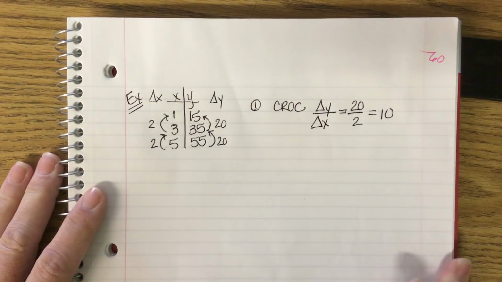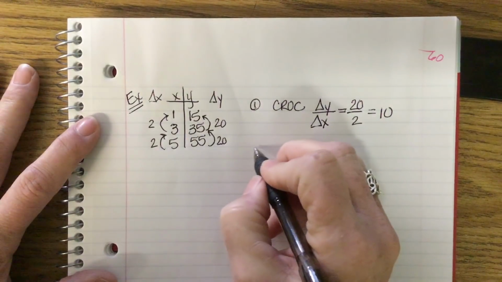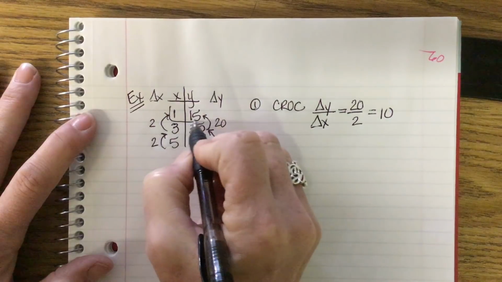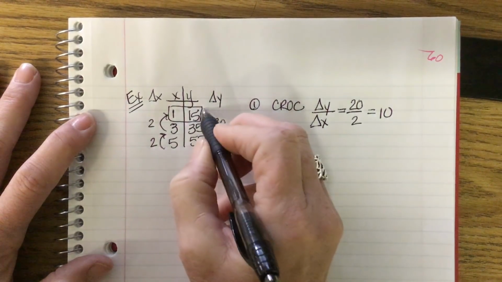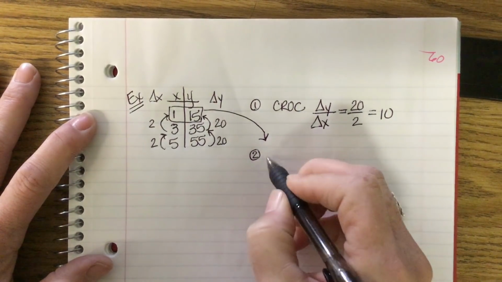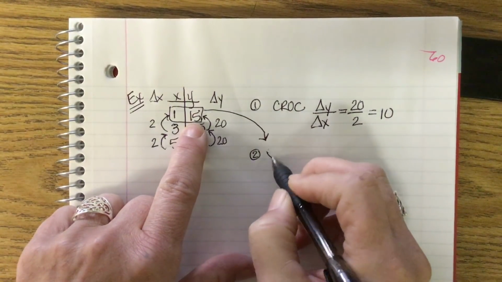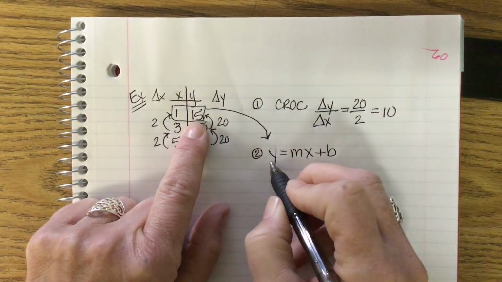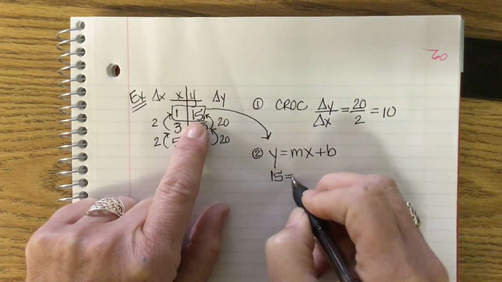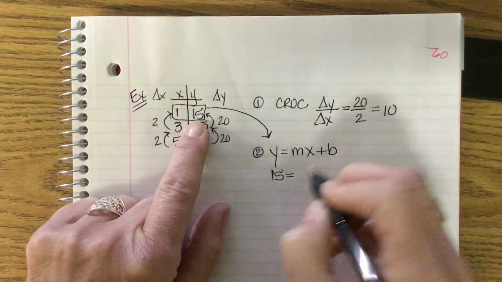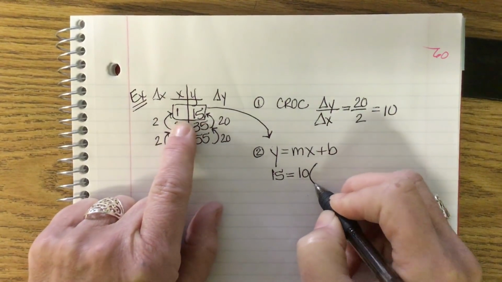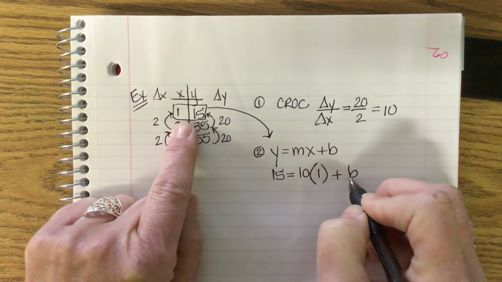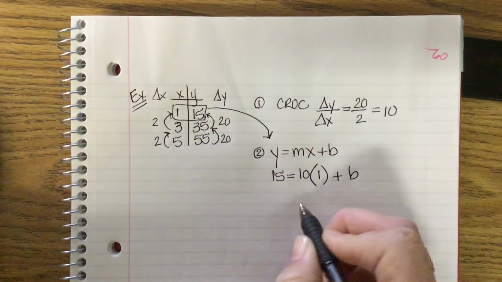Okay. Now step 2, I need to substitute an ordered pair. So I'm going to pick small numbers. Because remember my formula is y equals mx plus b. So y is 15 equals my slope, or my constant rate of change, sorry, is 10. And my x when y is 15 is 1 plus b. This is hence the magic b.